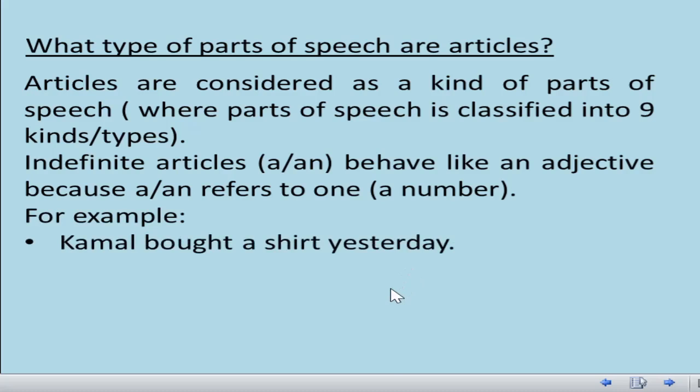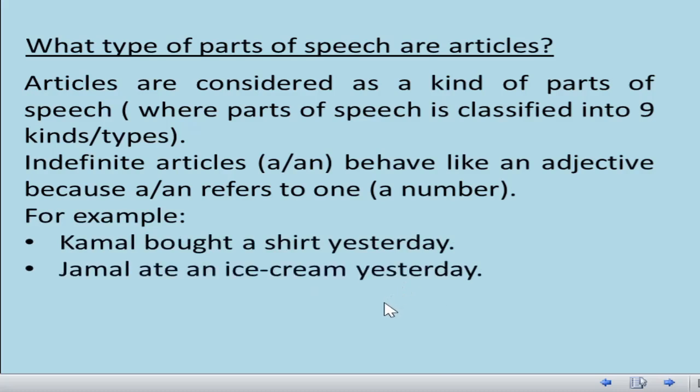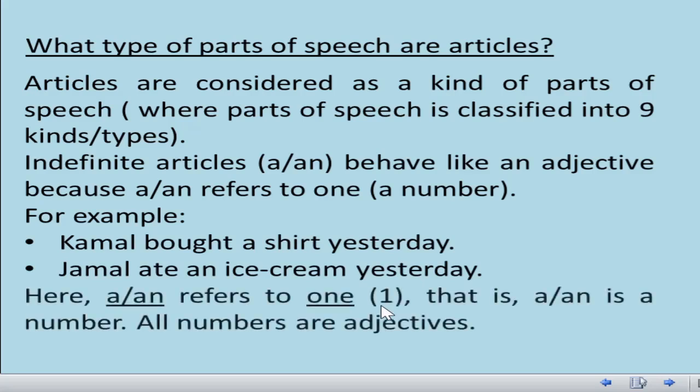Kamal bought a shirt yesterday. Jamal ate an ice cream yesterday. Here, an refers to one. That is, a or an is a number. All numbers are adjectives. So here, a or an is an adjective.